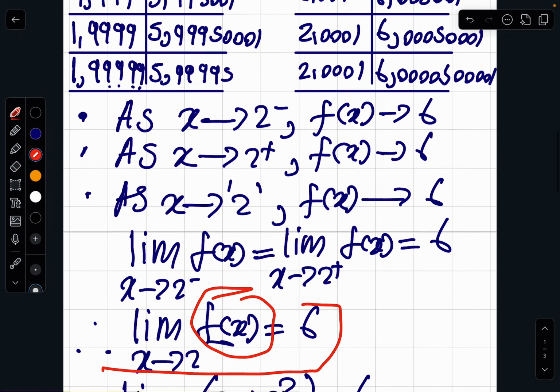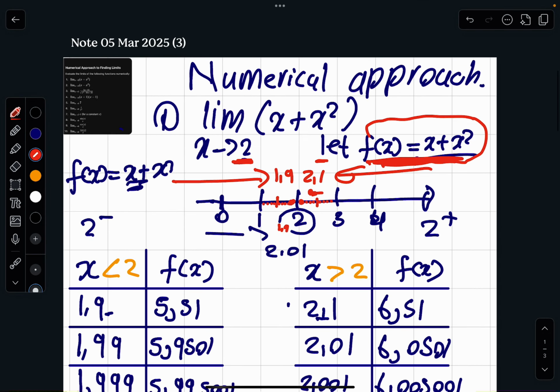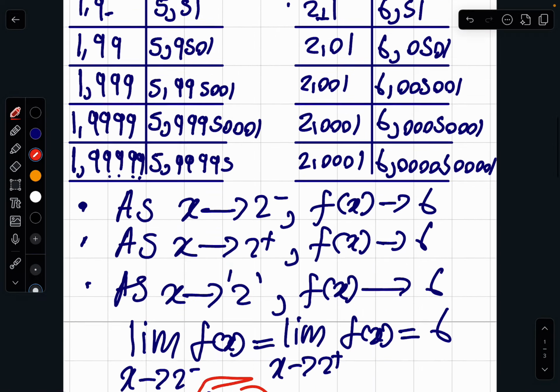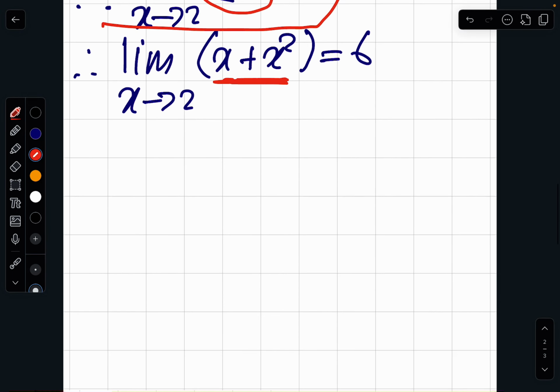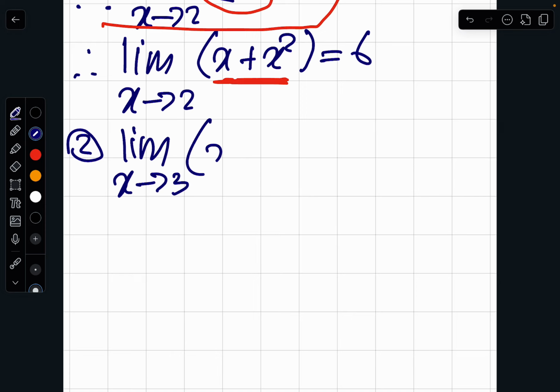So let's check another question. What does the other question say? The question number 2 says: use a numerical approach to find the limit as x approaches 3 of x minus x cubed. Question number 2 says the limit as x approaches 3 of x minus x cubed. They say use numerical approach.